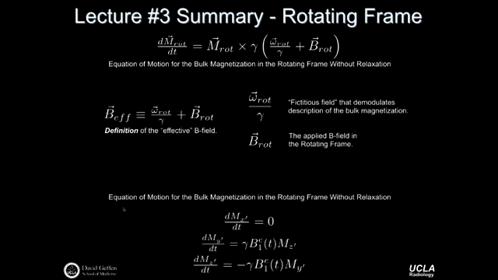And so the equation of motion for the bulk magnetization in the rotating frame, again, without relaxation, ended up giving us a system of differential equations that looked like this, which was pretty similar to the equation of motion for the bulk magnetization that we saw in the lab frame when we just had the B0 field.